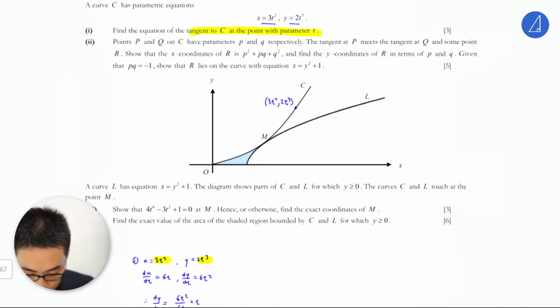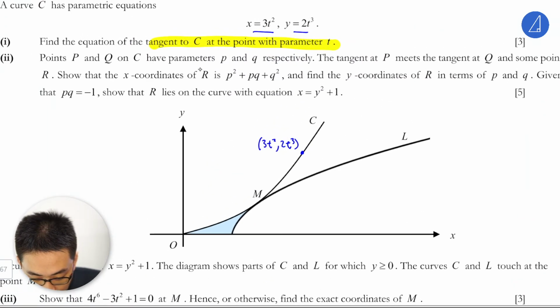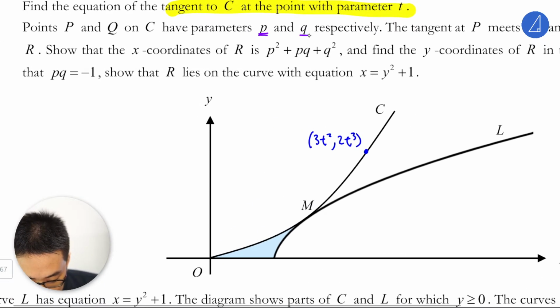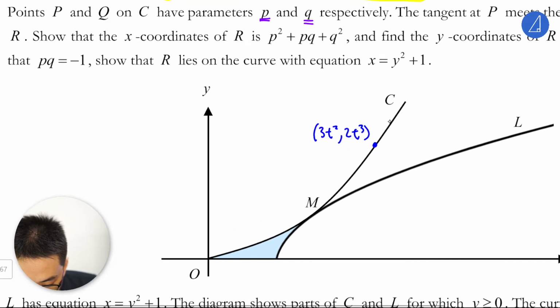But to try and understand the question, P and Q have this parameter. Our parameter meaning they are on this curve C here. So what I will say is the parameter here, P and C. So just have a mental image.